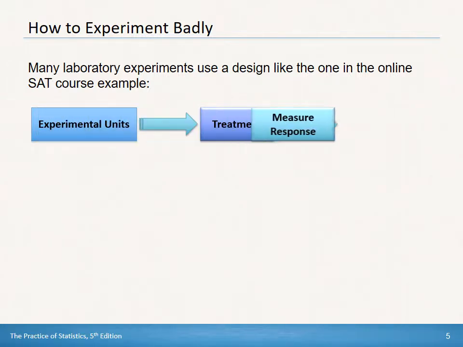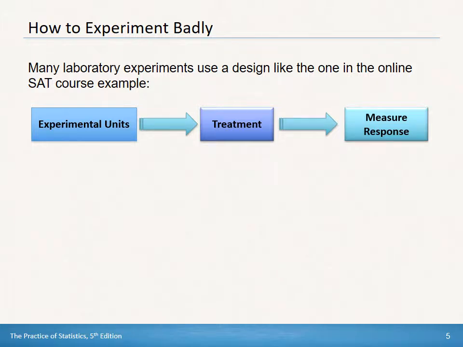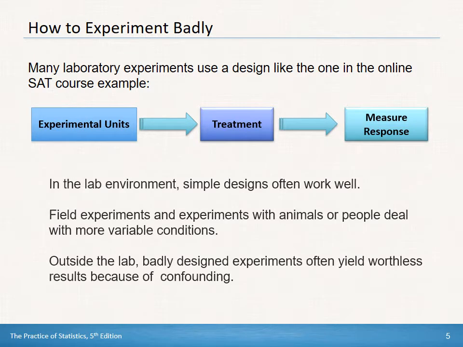Okay, so in laboratory experiments, they often use designs like the one right here in this outline. We have our experimental units or our subjects, we give them a treatment, and we measure their response. Pretty simple. This works great if they're in a lab where we don't have any confounding variables, where we can control for every single thing. That's great. But outside of the lab, this usually isn't the best method to use.